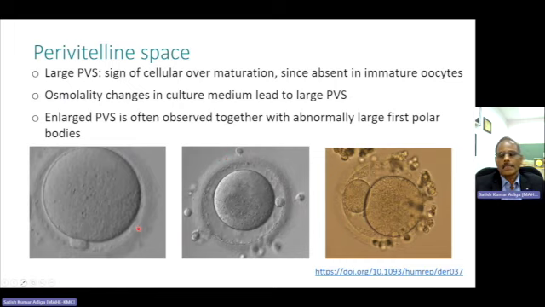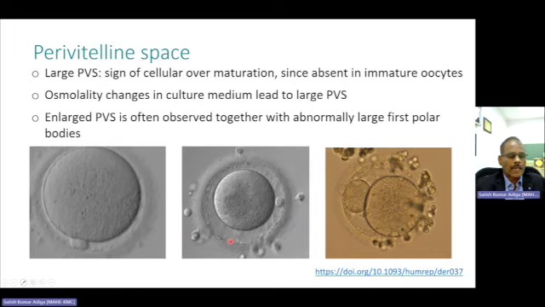The perivitelline space is the space between the zona pellucida and the oolemma. The perivitelline space starts appearing during oocyte maturation. As you see here, normally the immature oocytes, especially GV oocytes, have very minimal perivitelline space, and as and when the oocyte undergoes maturation, the perivitelline space is formed. A large perivitelline space is suggestive of over-maturation of the oocyte. We can consider the PVS as large when it fits the size of 2 or more normal size polar bodies.